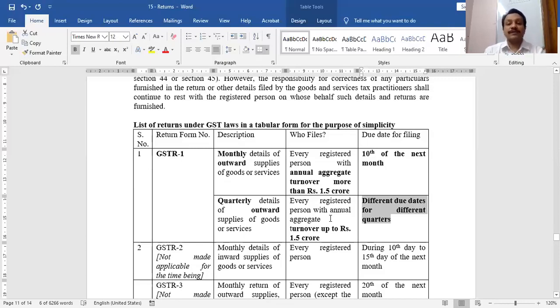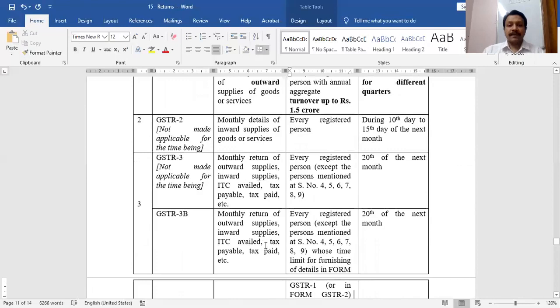It talks about outward supply information for big businessmen on a monthly basis. The due date is the 10th of next month. For small businessmen, it is on a quarterly basis, and the due date differs for different quarters. April to June is different. July to September is different. October to December is different. January to March is different. So I'm not giving you the details of the different dates of different quarters. You only must know that there are different due dates for different quarters. My GSTR1 is over. I hope this concept is clear.